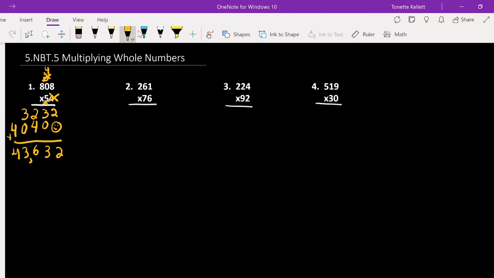The most important thing to remember is that you have to have a 0 in your second row of numbers, in the ones column. You need to have the 0 because you're not multiplying by 5, you're really multiplying by 50. Let's do this next number.